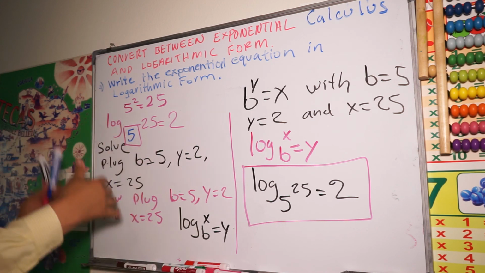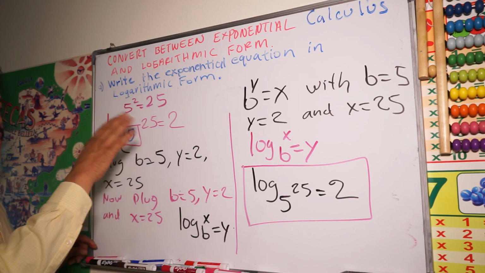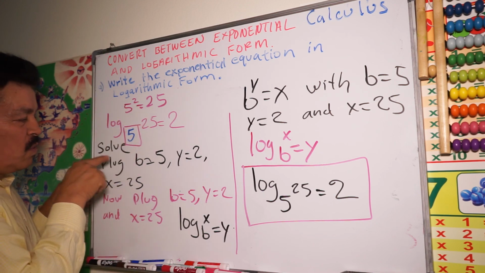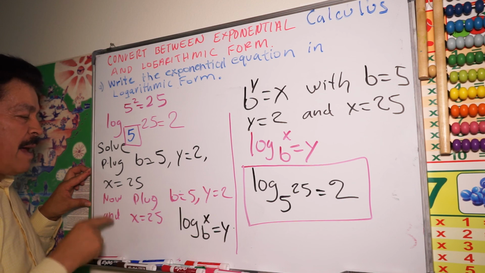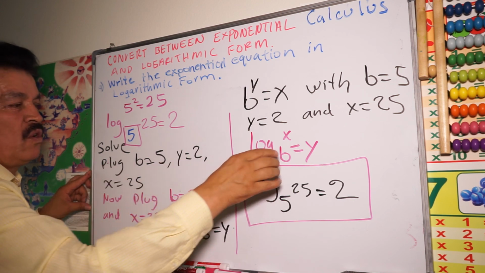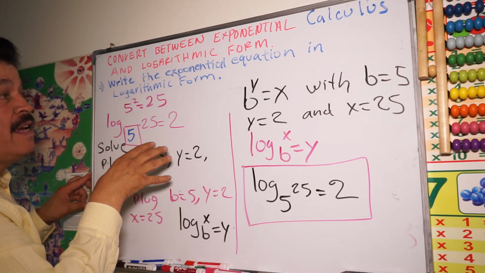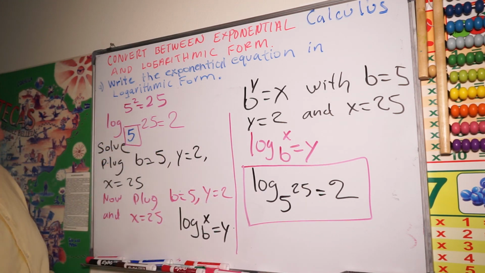The thing is to identify each variable, write the numbers, and plug into the logarithmic equation. This is the logarithmic equation in this problem. Okay, so that's it so far.